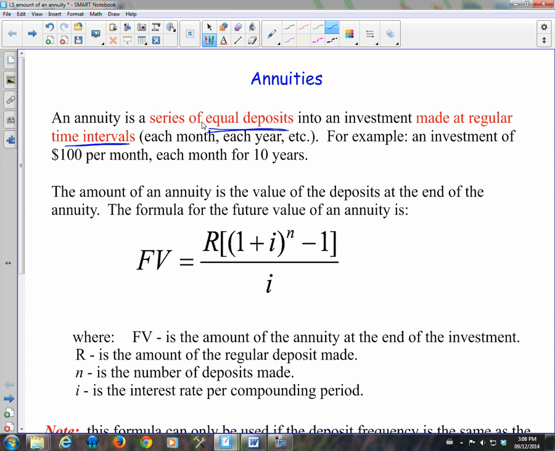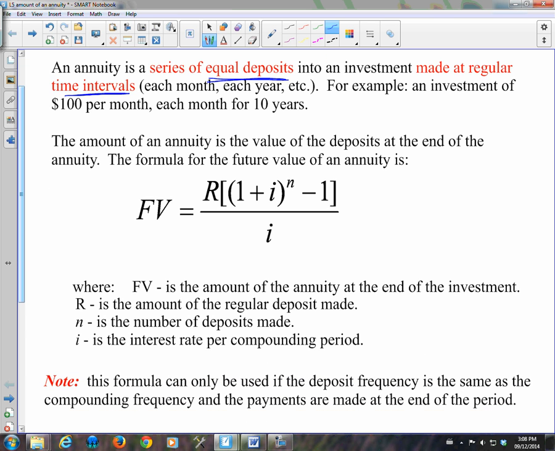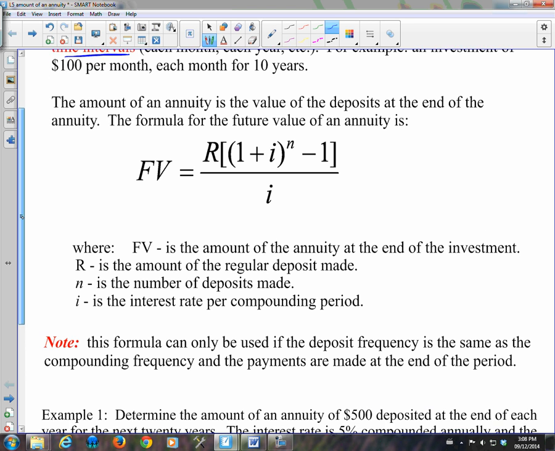The formula for future value of annuity is this. Future value is R, where R is the amount of the regular deposit. I is your interest rate, just like with compound interest. It's got to be adjusted per compounding period. And N is the number of deposits made, and that's got to be adjusted for your deposits. Make note, the formula can only be used if the depositing frequency is the same as the compounding frequency. So you have to deposit each year and get compound interest each year, or you have to deposit semi-annually and get compound interest semi-annually. They have to be the same to use the formula.